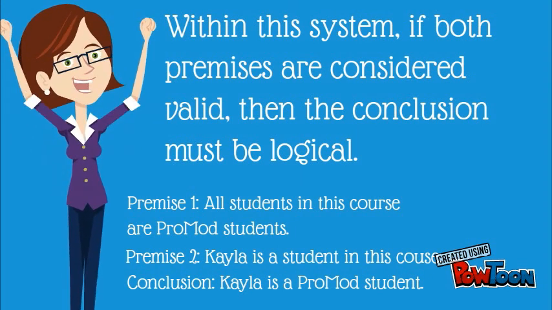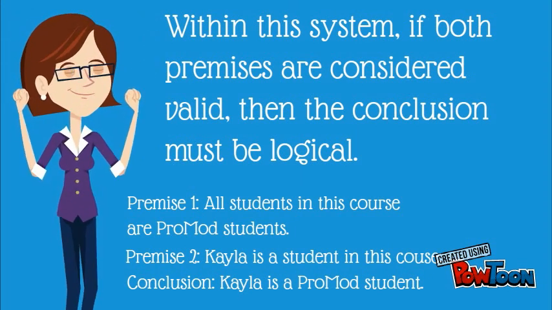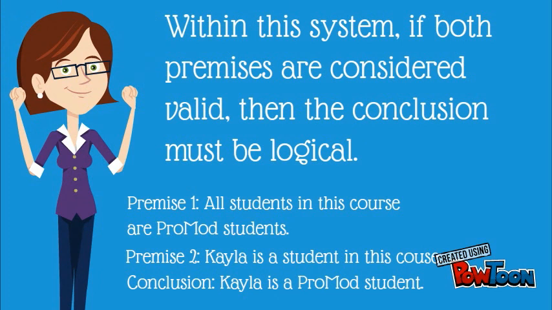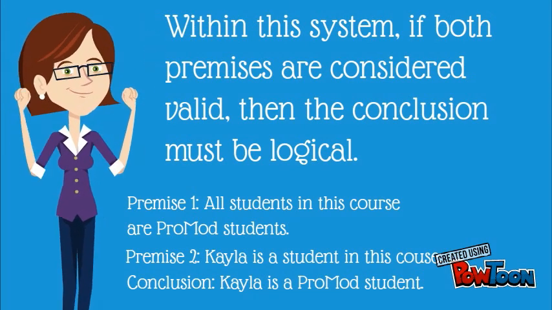Well, that's convenient. Let's try another one as an example. Premise 1, all students in this course are ProMod students. Premise 2, Kayla is a student in this course. Conclusion, Kayla is a ProMod student. Seems legit.